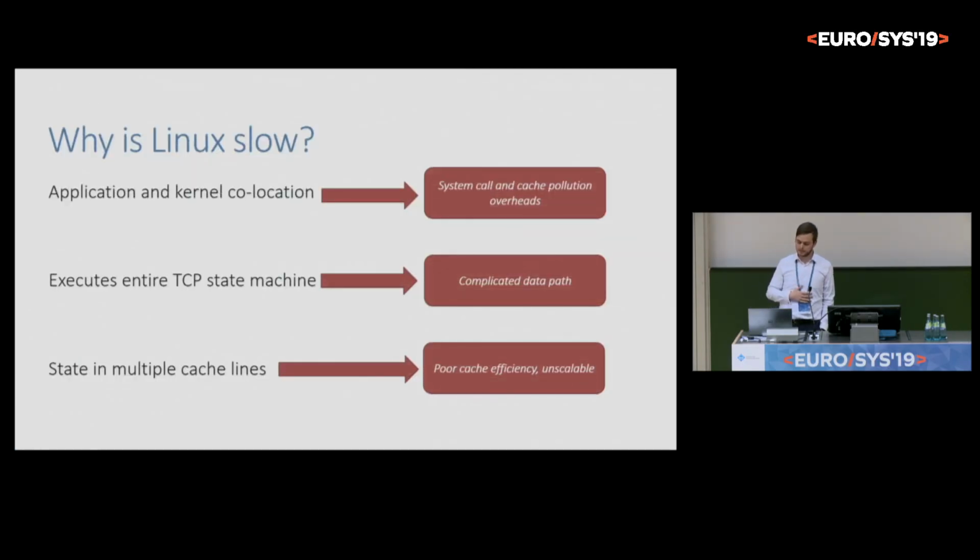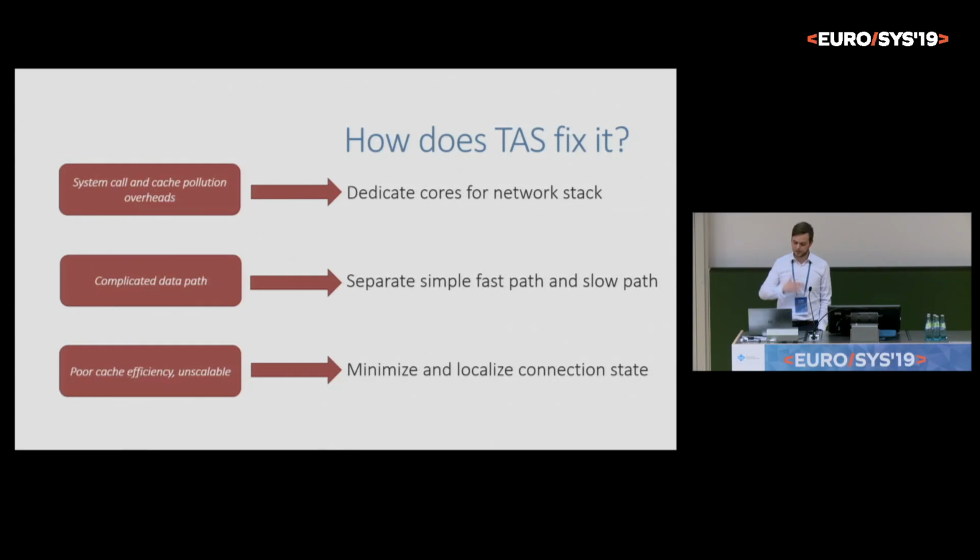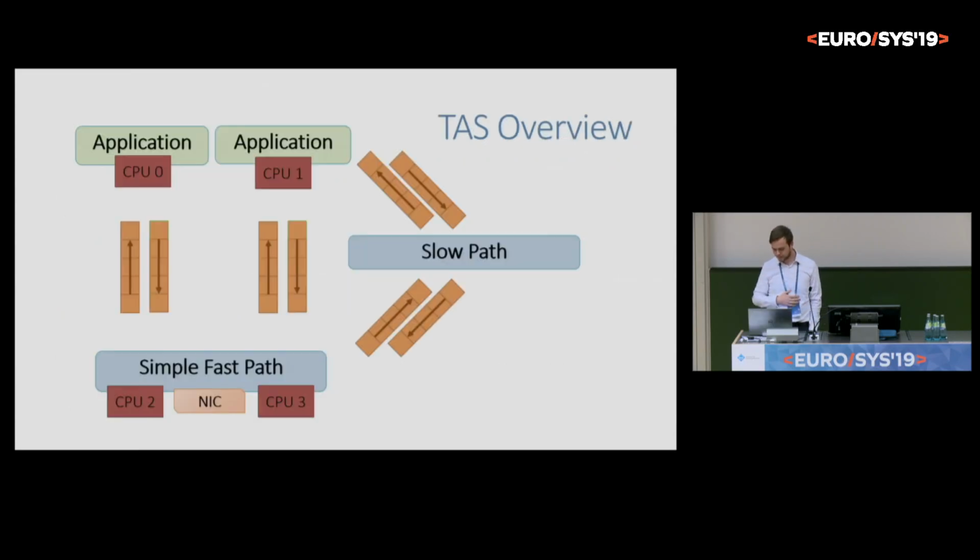If we revisit these reasons that we identified for Linux being slow, like application and kernel co-location, executing the entire TCP state machine, and having state in multiple cache lines, we can address these directly in TAS. So we can dedicate cores specifically for network stack processing, we can separate our TCP packet processing into a simple fast path and an uncommon slow path, and we can minimize and localize connection state within our simple fast path. In doing so, we get an architecture that looks something like this. The fast path and slow path exist in the same process, with cores dedicated for packet processing, and then applications exist in their own processes with their own core requirements, and all these components are connected by shared memory queues.